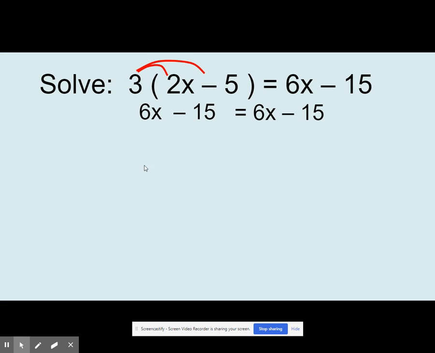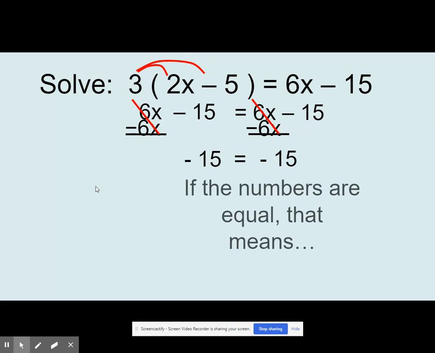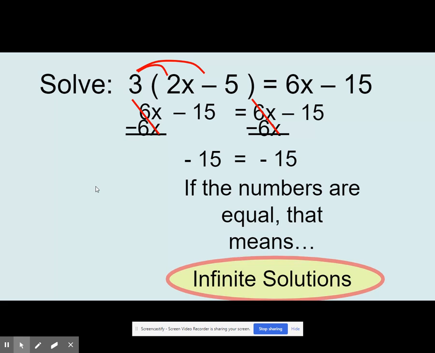So if we look, we want to get rid of one of our x's. I have a 6x and a 6x. Does not matter which one we get rid of. We're going to subtract 6x no matter what. So those cancel out. All that's left is negative 15. Cancel out. All that's left is negative 15. Is negative 15 equal to negative 15? Yes, they are. So that means infinite solutions.